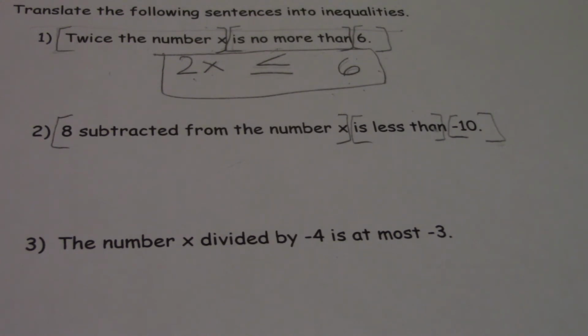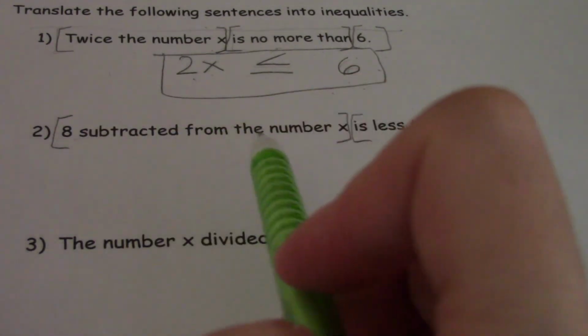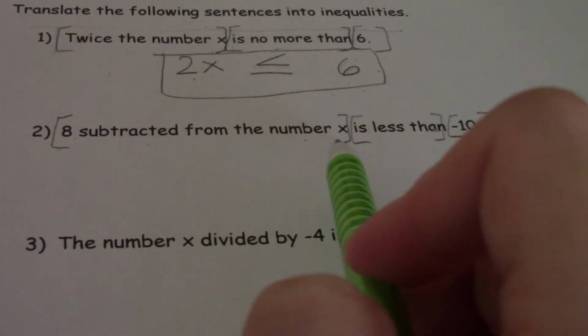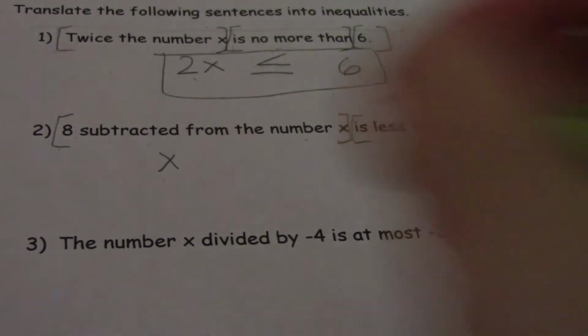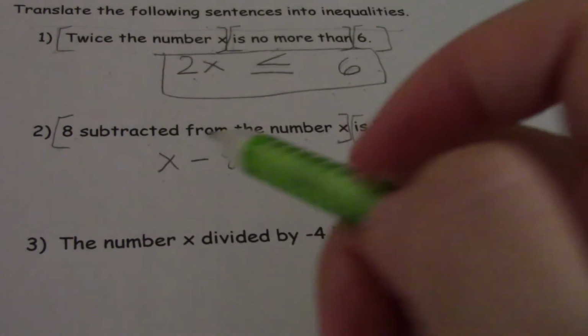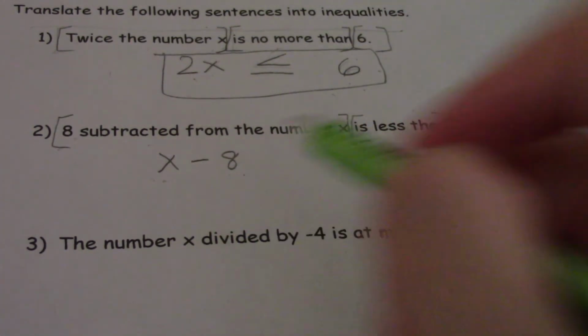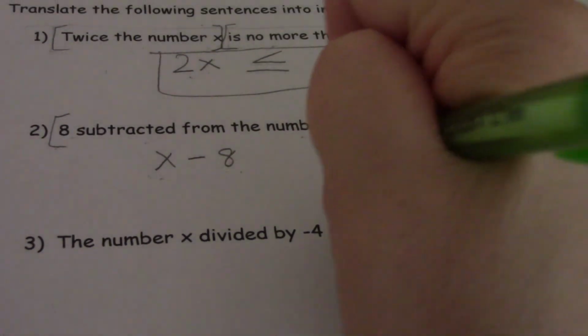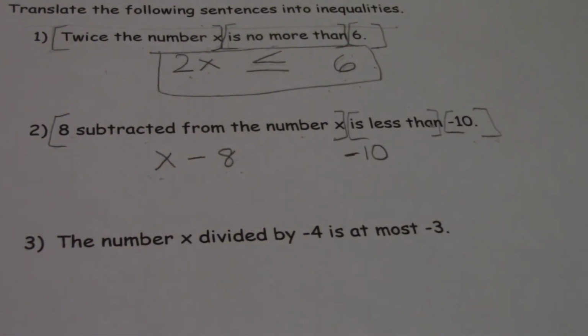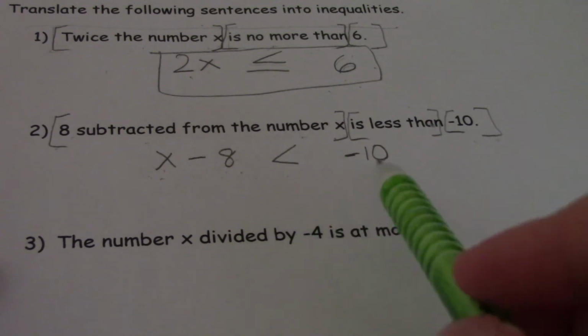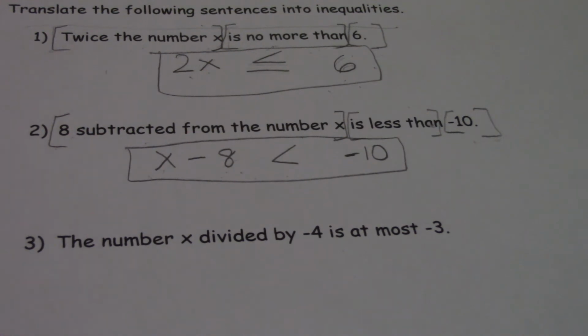If something is subtracted from something else, let's say I asked you, what is 3 subtracted from 5? You would say 2, because you would think, well, 5 minus 3 is 2. Same thing here. 8 is being subtracted from x. So in my subtraction, I'm going to have to put the x first. So it's going to be x minus 8. So one side of the inequality is x minus 8. The other side is going to be negative 10. Now I just have to figure out which inequality symbol to use. Well, it's less than. So this is pretty simple. I just have to use the less than symbol. So now I have x minus 8 is less than negative 10. So that's my inequality for that second sentence.